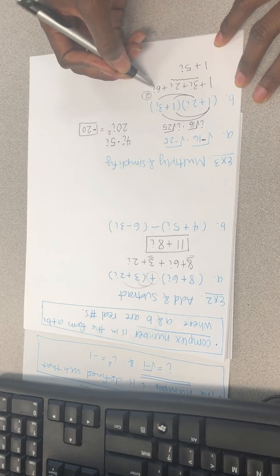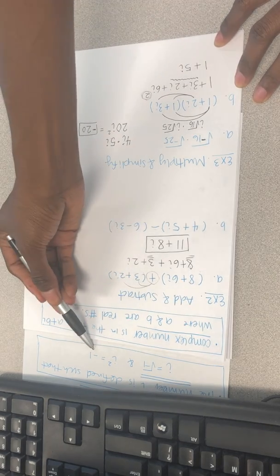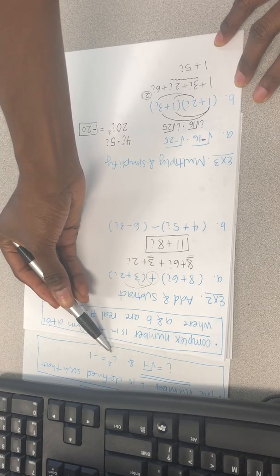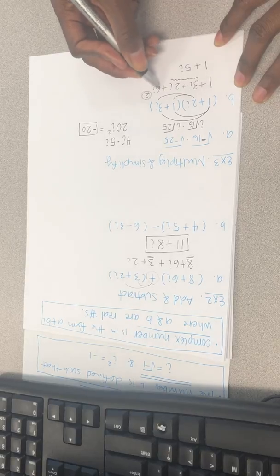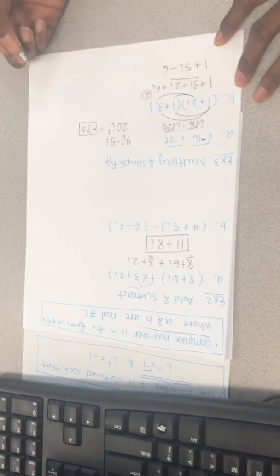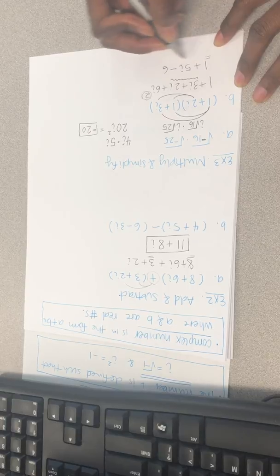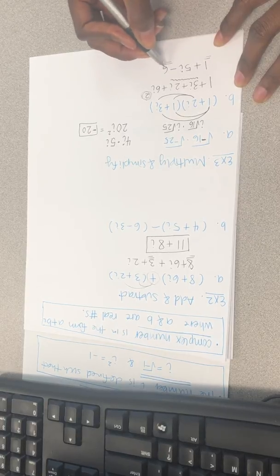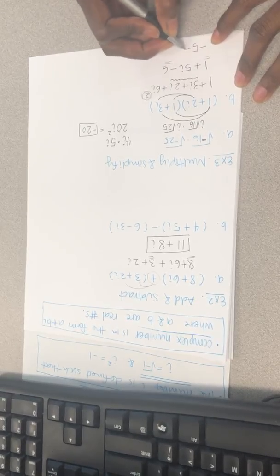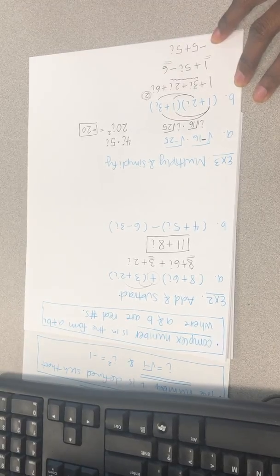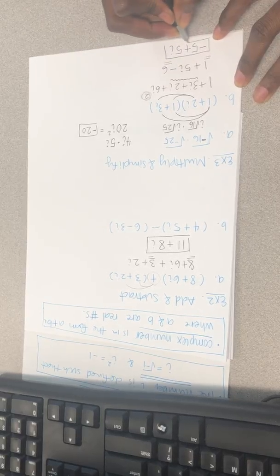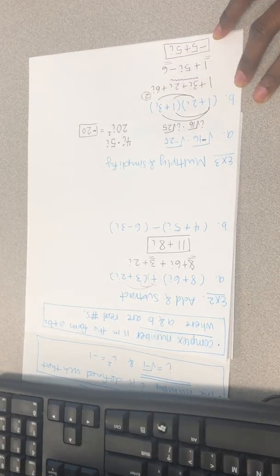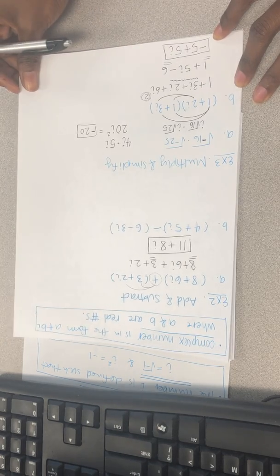And then here, remember again, our i squared is equal to negative 1. So whenever you have i squared, you can think of it as changing the sign, okay? So because this is plus 6, it's going to come out as negative 6. And then again, we can combine our like terms, this 1 and this negative 6, to give us negative 5 plus 5i. Okay? Okay, cool.